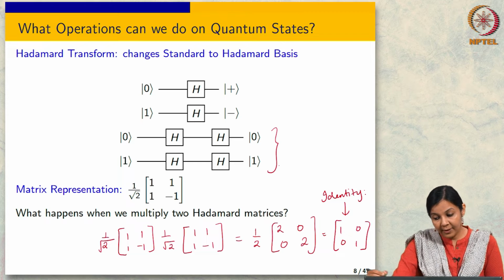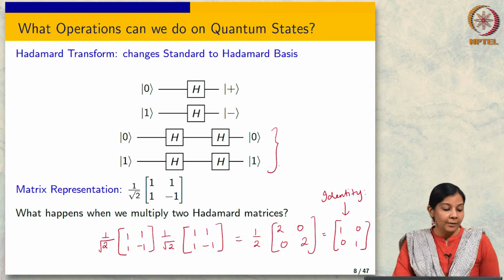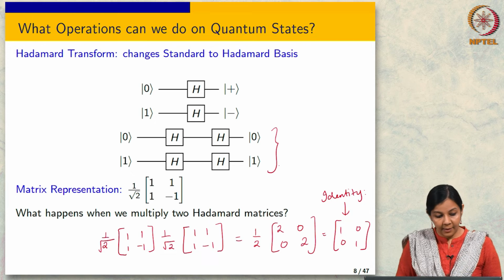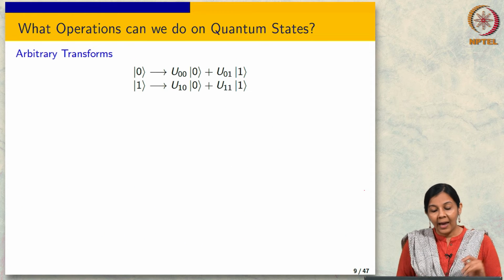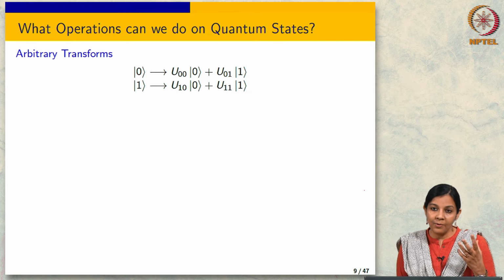I am just going to get the identity matrix. Is that fine? So, this is the Hadamard transform. And now obviously, I want to be able to do more general transformations.